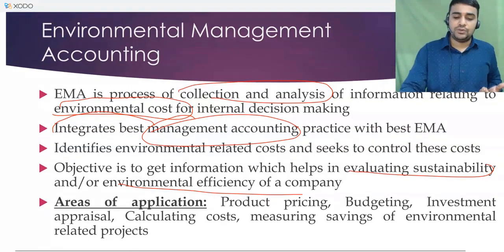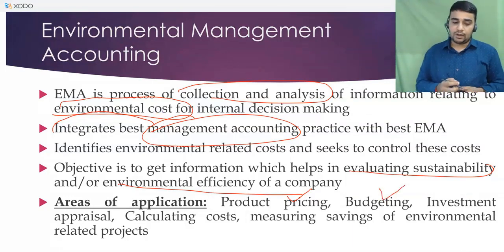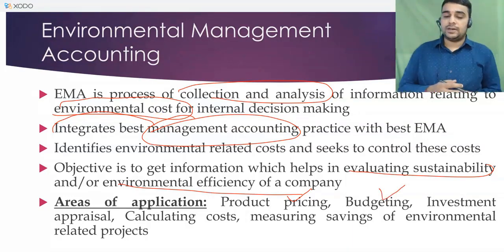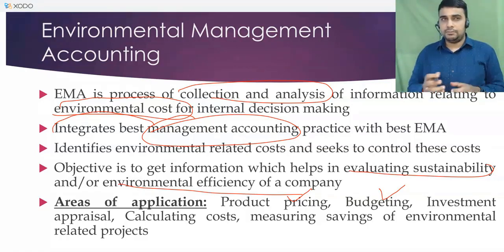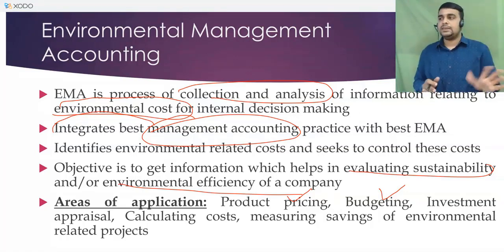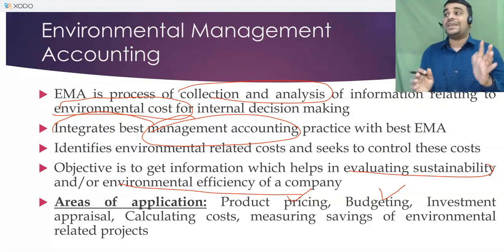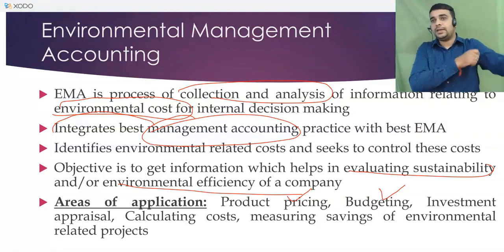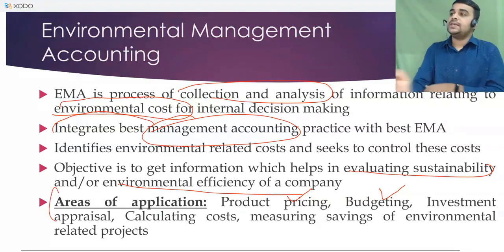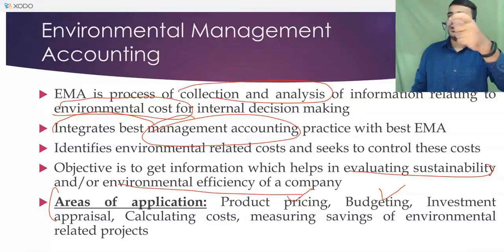Now EMA can be used for multiple areas. It can be used for product pricing, budgeting, investment appraisal, calculating costs, and measuring savings of environmental related projects. I think in Jan 2021 an exam question came which focused on the entire theory of EMA. There was a case study, but the focus was the entire theory of EMA, a 20-mark question. In that, at least 12 to 14 marks was a direct theory question. Nothing much was to be taken. So this was one of the areas. What are the areas of application of environmental management accounting? This became one theory question for 2-3 marks.